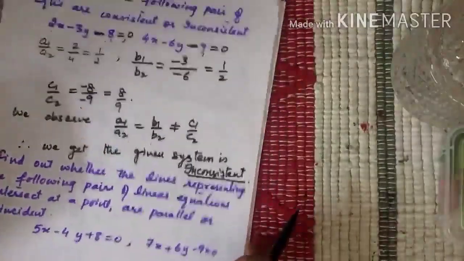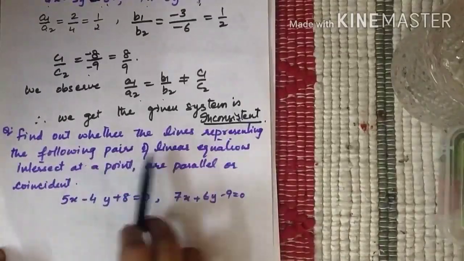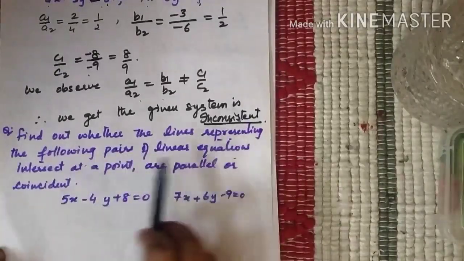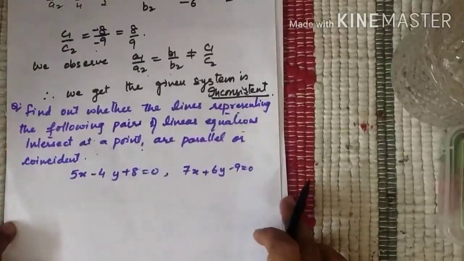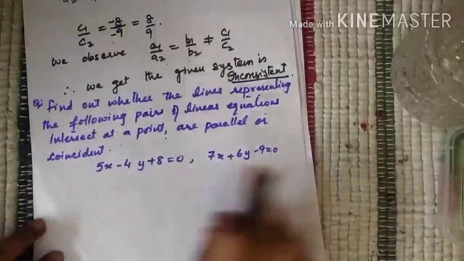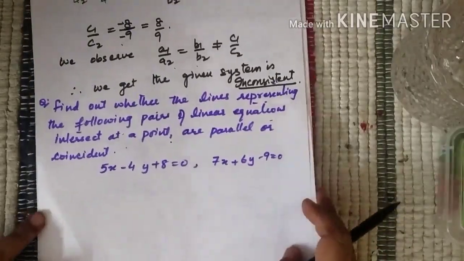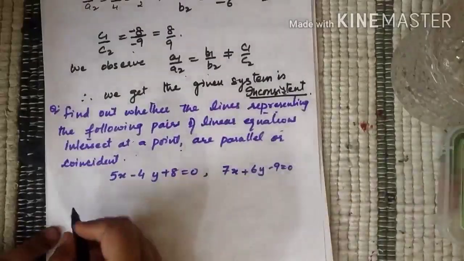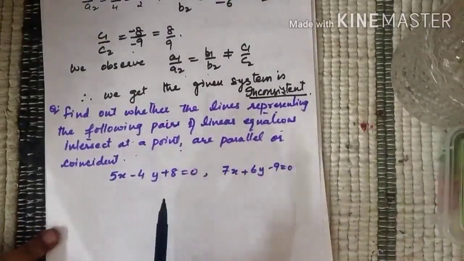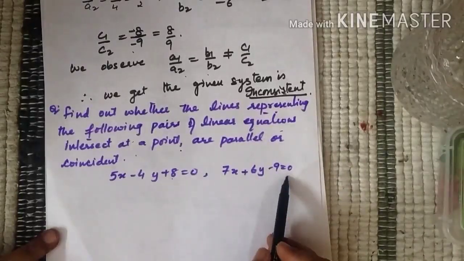Now let's take another example. Now it says find out whether the lines representing the following pair of equations intersect at a point, are parallel or coincident. Now we need to tell what kind of lines these equations represent: intersecting, parallel or coincident. The question is the same, we again need to apply consistency conditions. Before I apply consistency conditions, I need to ensure that my equations are in the standard form. Observe, yes, they are in the standard form.